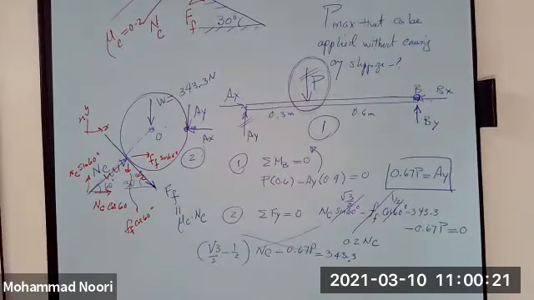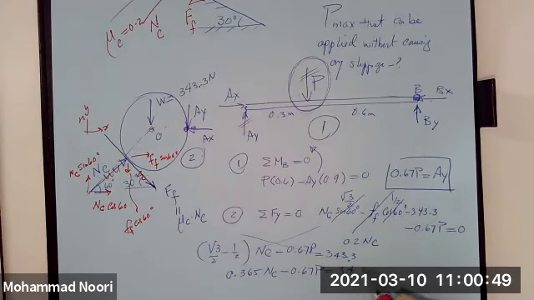I haven't done that yet, so let me quickly do that. You have 1.73 divided by 2 minus 0.5. Okay. So you have 0.365 N sub C minus 0.67 P is equal to 343.3.